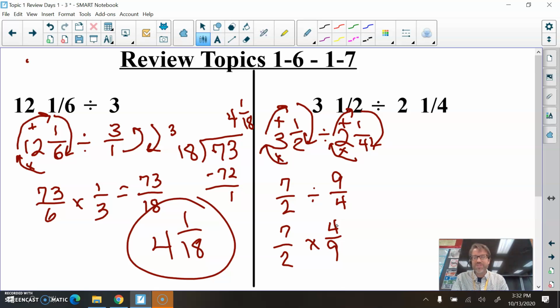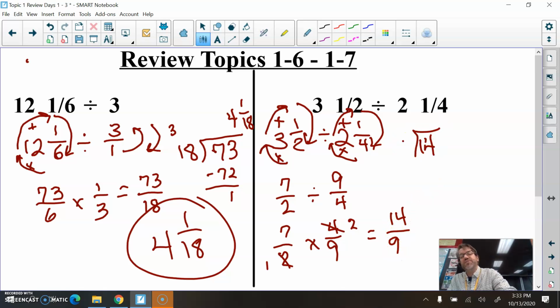And now, can I do any simplifying? Well, what about the 2 and the 4? I can divide them both by 2. 2 divided by 2 is 1. 4 divided by 2 is 2. All right, so 7 times 2 is 14 over 1 times 9, which is 9. All right, so far so good. Now this is improper, so to change it into proper form, we must divide these. 14 divided by 9.